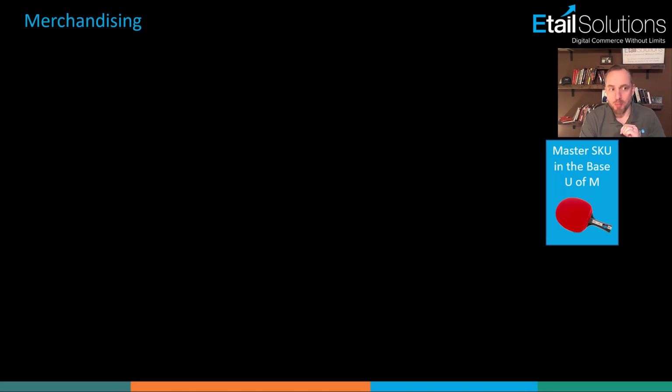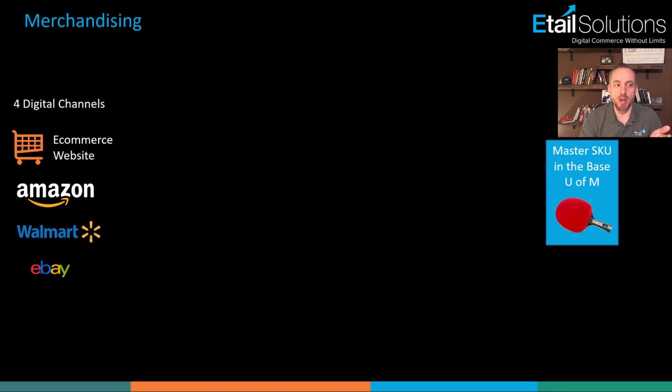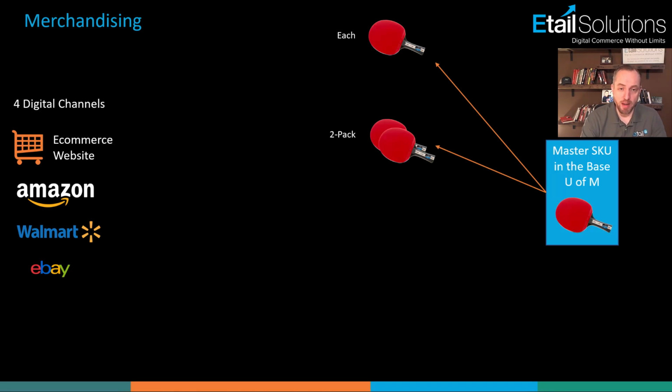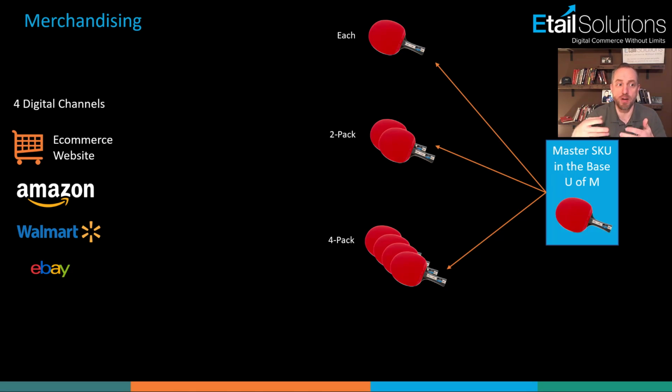So now we get into merchandising. When we talk about merchandising, let's take a look at having a single master SKU, and I like to use the example of ping pong paddles. We've got a single SKU, and I'm selling across 4 different sales channels just to keep the example somewhat simple. If I've got control of my own inventory, as opposed to forward stocking it somewhere like FBA, I can sell an each, a 2-pack, and a 4-pack. So just 3 different combinations against 4 different sales channels could be up to 12 listings from one individual SKU.